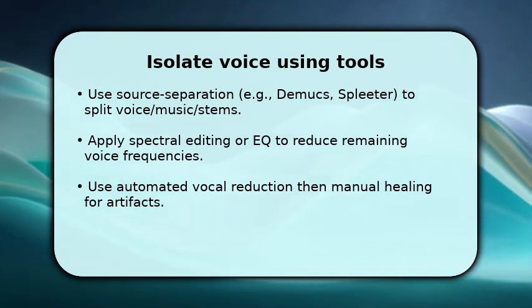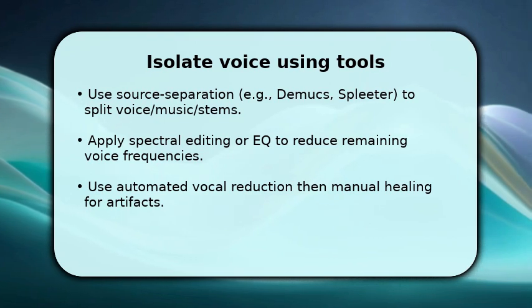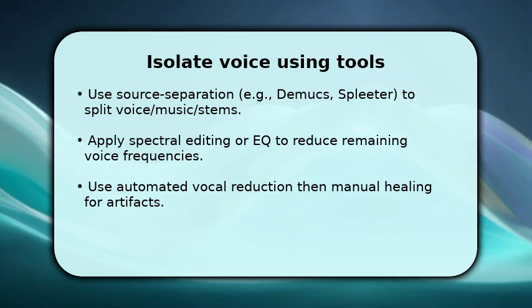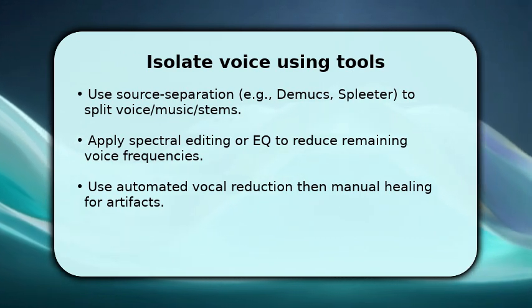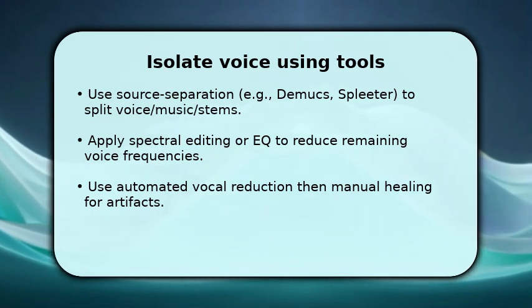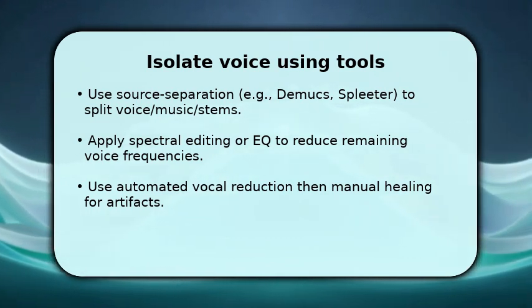Next, apply spectral editing or a notch EQ to the original where voice is still present, because AI seams and overlaps need surgical reduction. Make sure to compare stems and original frequently to avoid removing important non-vocal elements.